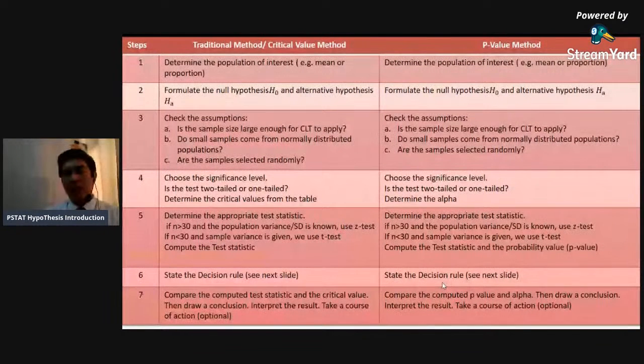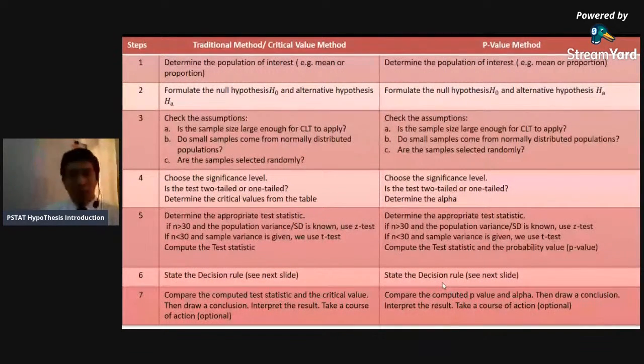Okay, number five, determine the appropriate test statistic. If n is greater than or equal to 30 and the population variance is given, use the z-test. If n is less than 30 and the sample variance is given, we use the t-test. Then compute the test statistic, and for the p-value method, compute the test statistic and the p-value or the probability. Six is the decision rule, and the seventh one is to compare the test statistic and the critical value for the traditional method. And for the p-value method, you compare the computed p-value and the alpha. Then draw a conclusion and interpret the result.